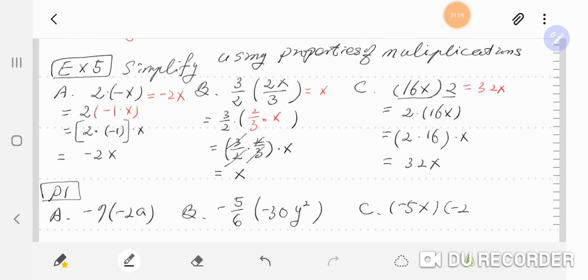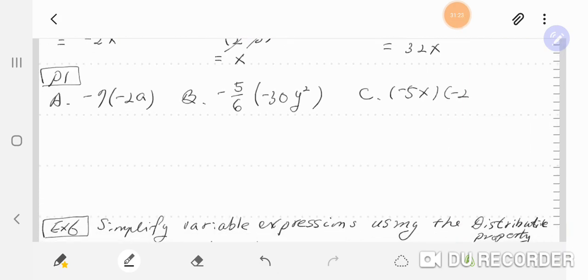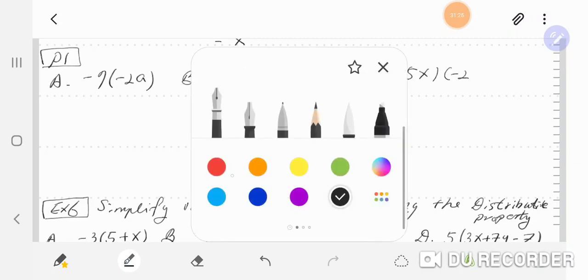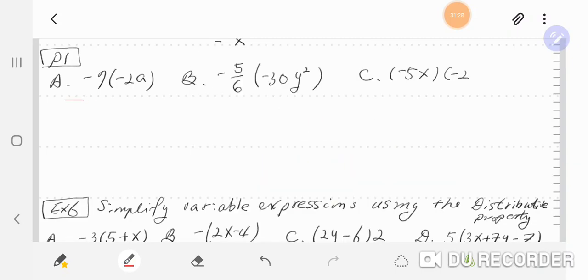Right? So, when we apply the properties of multiplications, it takes longer. So what we can do is the shortcut. The shortcut is, multiply the numbers 16 and 2. Multiply everything. Okay, problem 1. Let's keep using the properties. Anyway, we know this answer. What's this answer? Multiply everything.